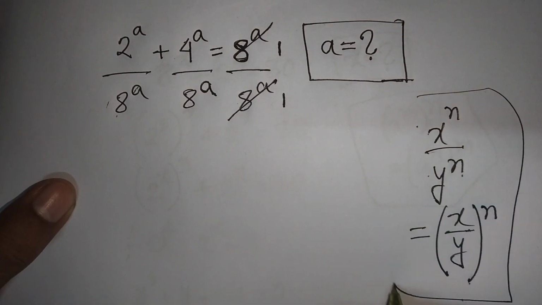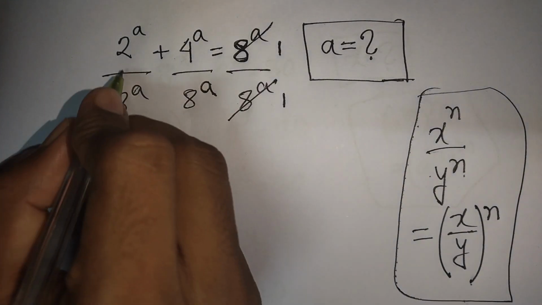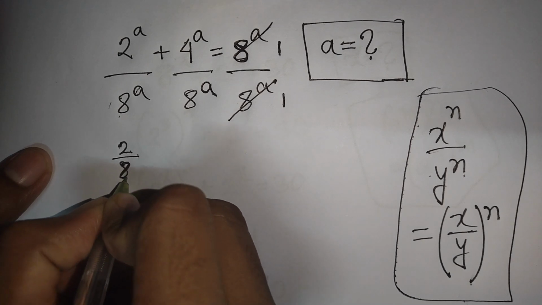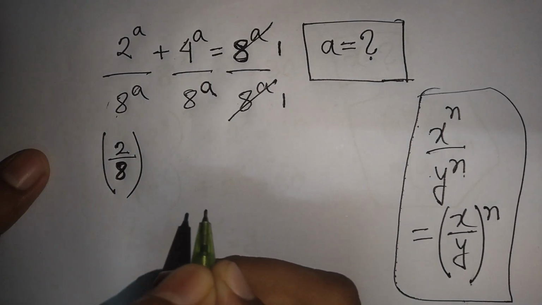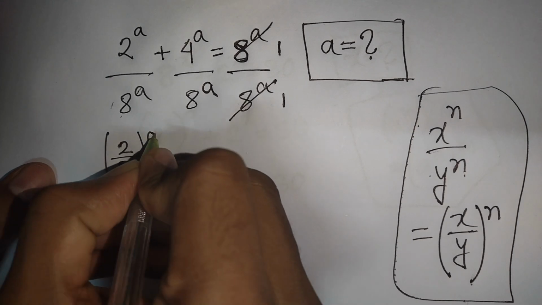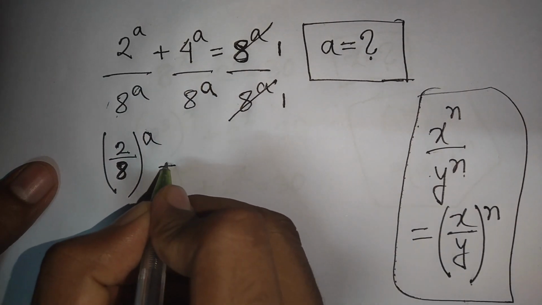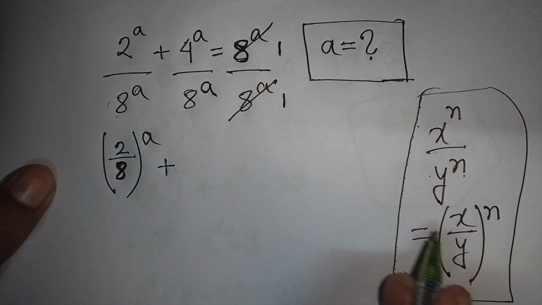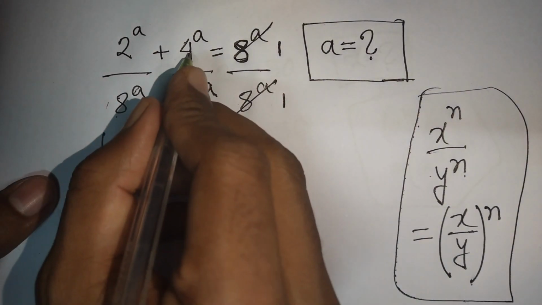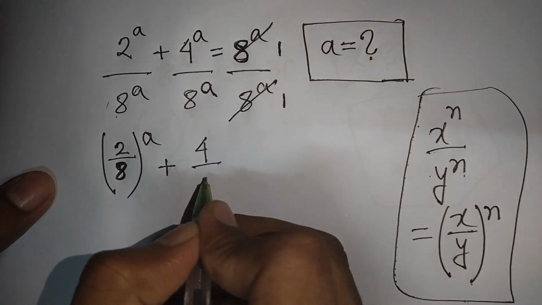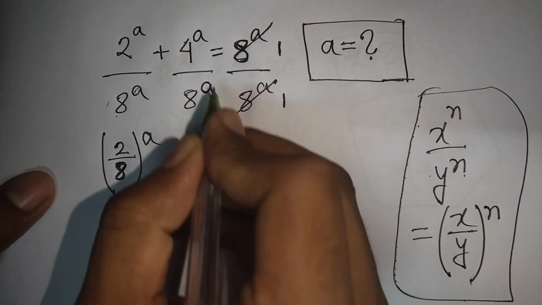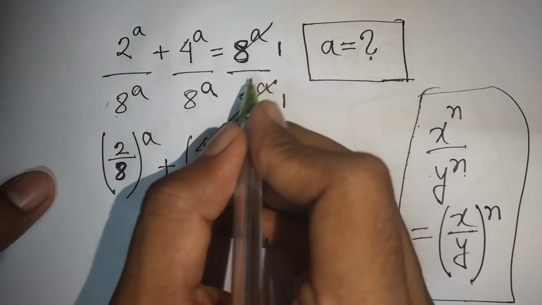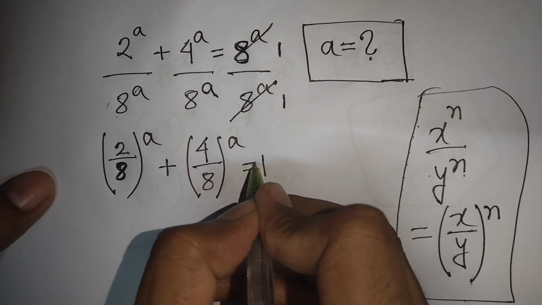So according to this rule, I can write here (2 over 8) bracket common power a, plus again a same power but different base. So according to this exponential rule, we can write here (4 over 8) bracket common power a, then is equal to 1 divided by 1, that means it will be 1.